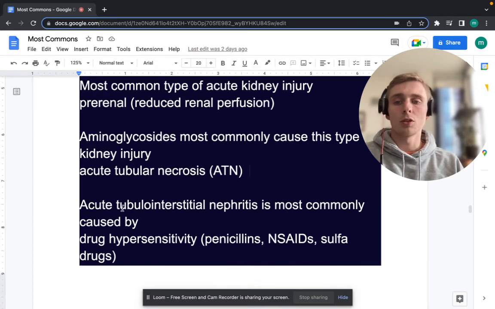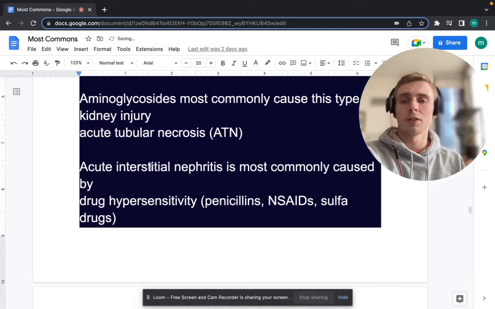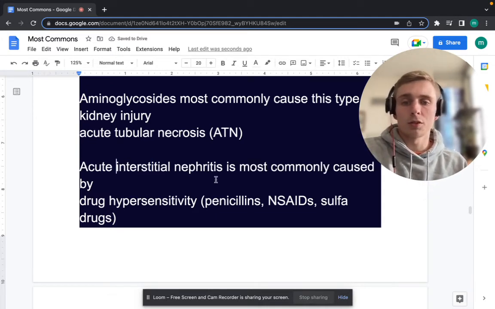How about acute tubulointerstitial nephritis? It is most commonly caused by drug hypersensitivity. We don't even need tubular: acute interstitial nephritis is most commonly caused by drug hypersensitivity.